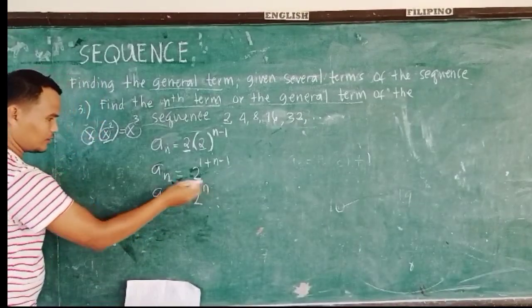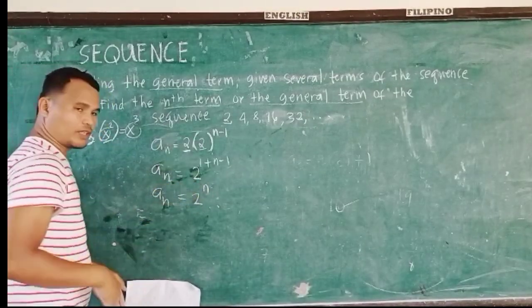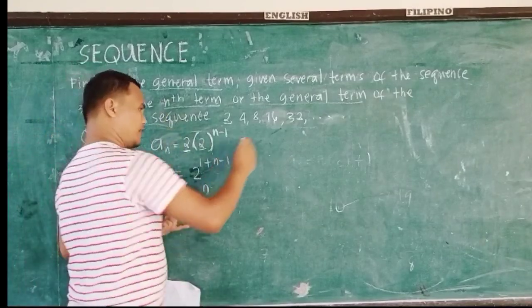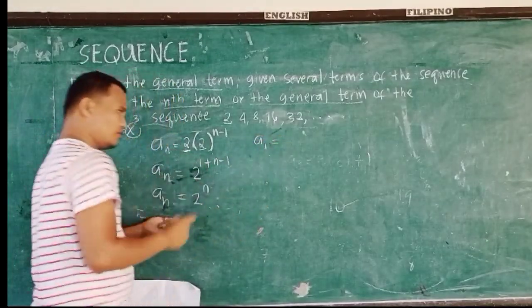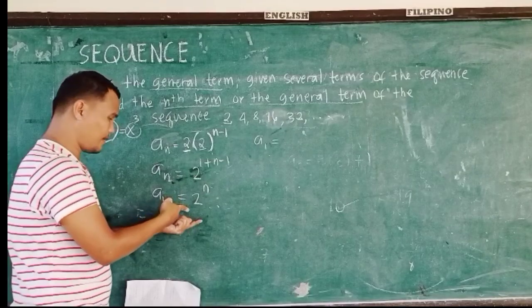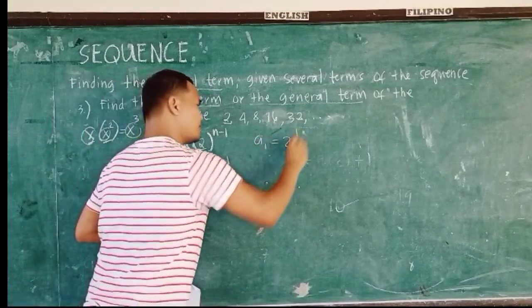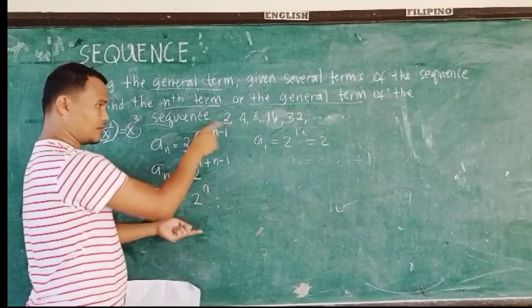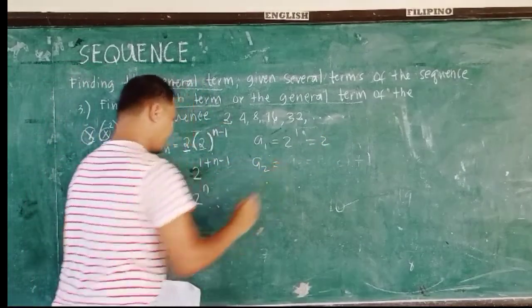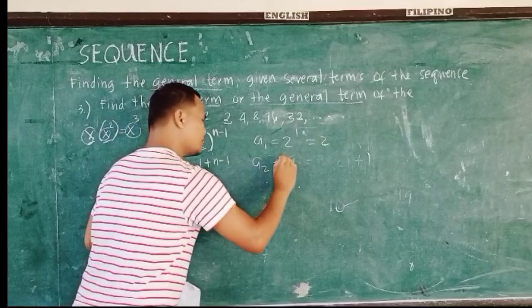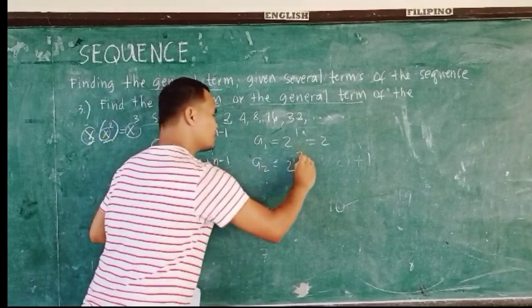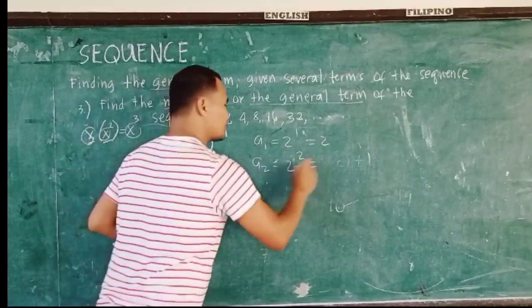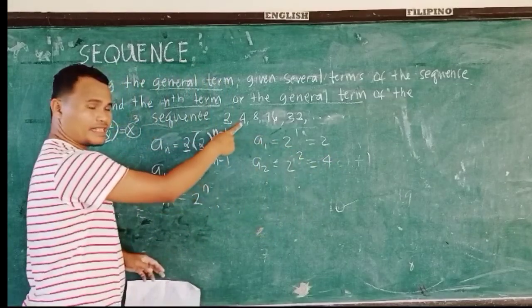So therefore, let us verify kung sakto ba ni atong gibuhat. Let's say if we solve for the first term using this general term, 2 raised to the power of 1. 2 raised to the power of 1 is always 2. That's correct. For a sub 2, here 2 to the power of 2 because our n is 2. 2 times 2 is 4. Are they the same? Yes.